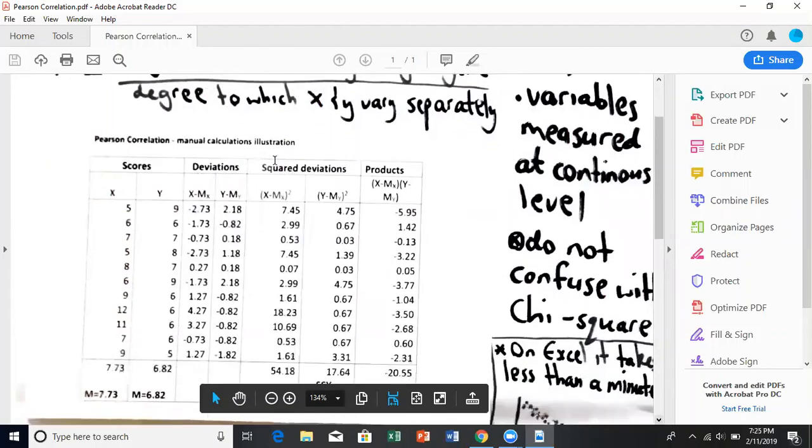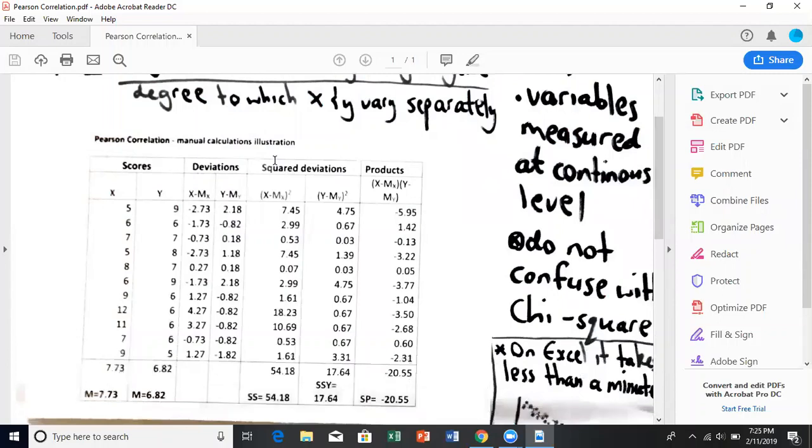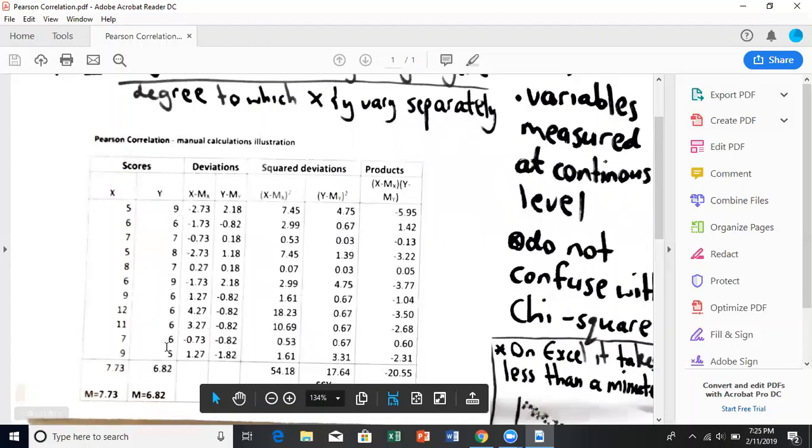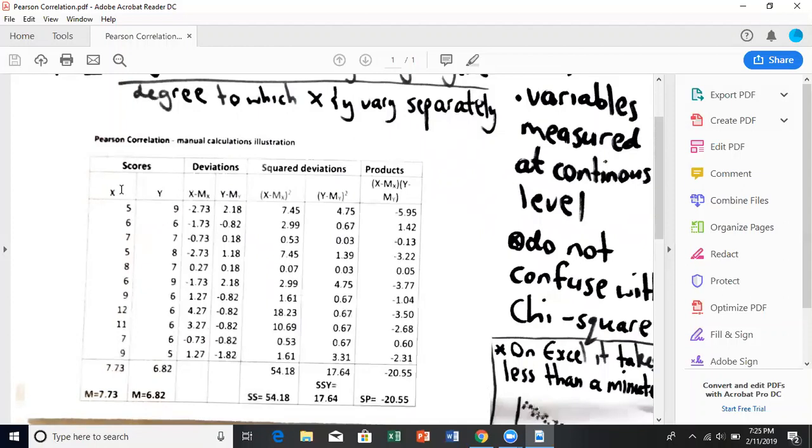What you do in an exam: let's say you are given X scores like this and then Y scores like this. Sometimes they are not written in a horizontal manner. Examiners or lecturers may write them in a vertical way. So what you do first is draw a table like this. You don't have to use a ruler.